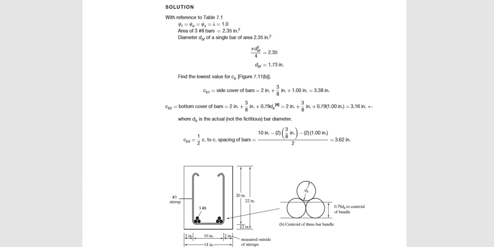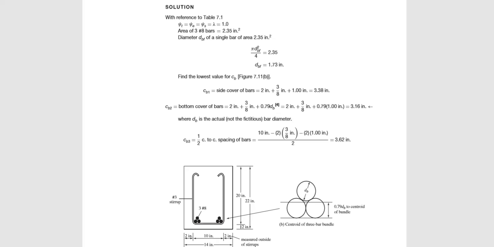Why is psi e 1? Because there is no epoxy, it is an uncoated bar, so psi e is also 1. Why is psi s 1? Because this bar is a number 8 bar. We know that for number 7 or higher, psi s is 1. If it is number 6 or lower, then psi s is 0.8. Why is lambda 1? Because it is not lightweight, it is normal weight concrete, so all these factors are 1.